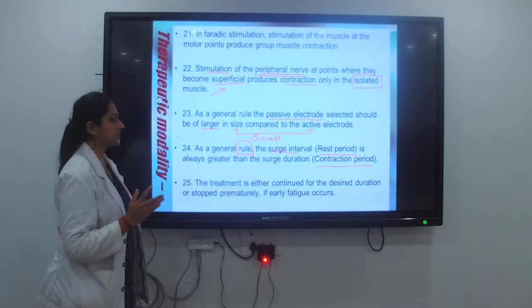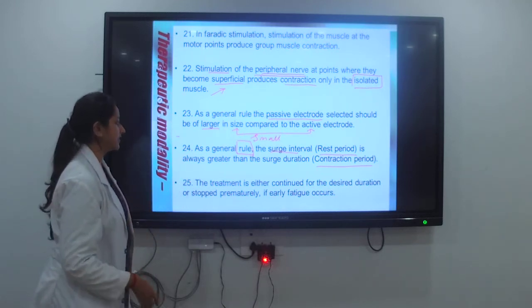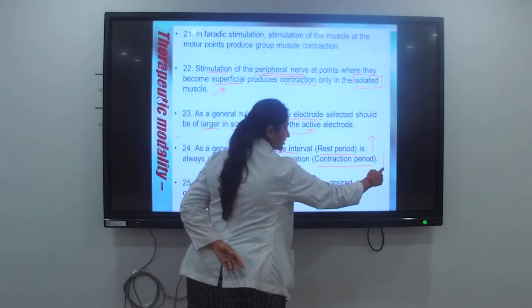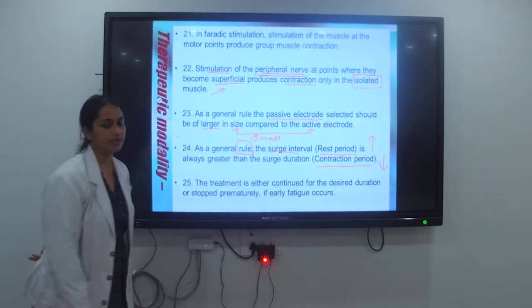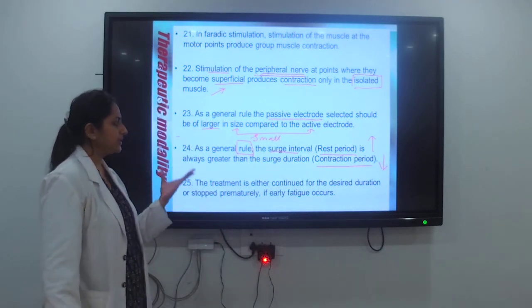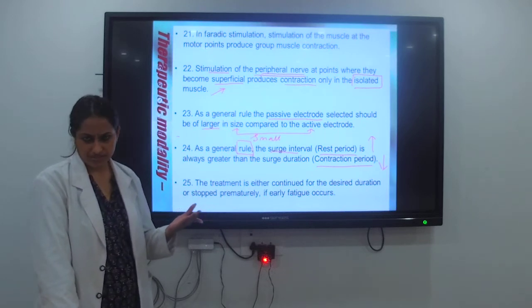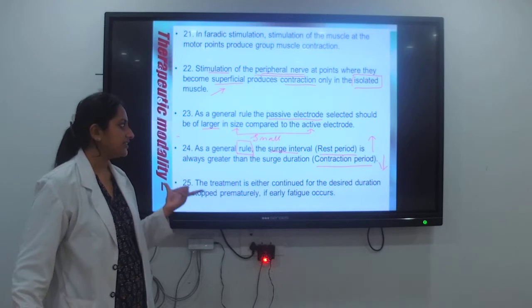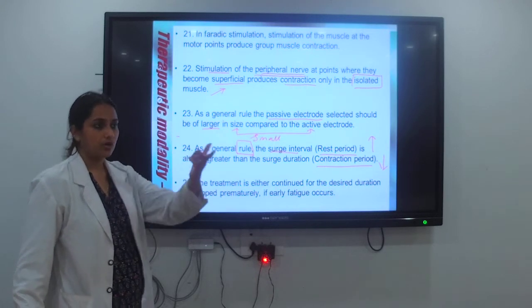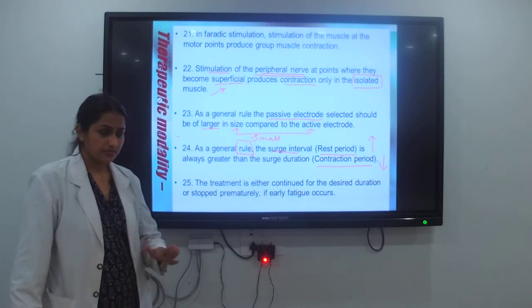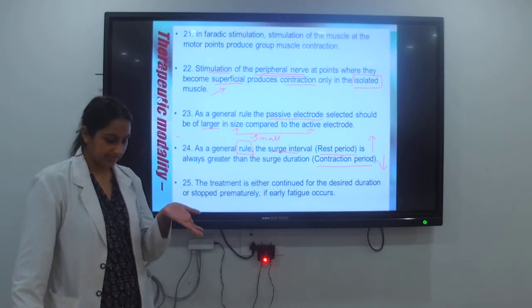And as a general rule, the surge interval rest period should be greater. So the rest period should be greater and the contraction period should be lower. Okay. Can any one of you tell me why the rest period should be greater and the contraction period smaller? The main significance is that the rest period should always be greater, so as to cause an effective contraction for the next one.